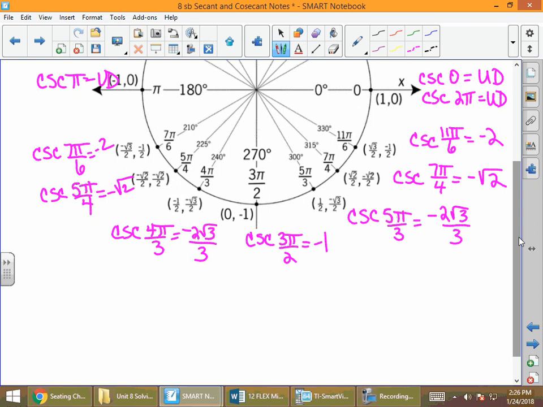What you can work on is filling in the secant values. I know you had to write very, very small on this, and maybe you want to get a bigger unit circle to write on, which I think you should have a spare copy of in your notebook.